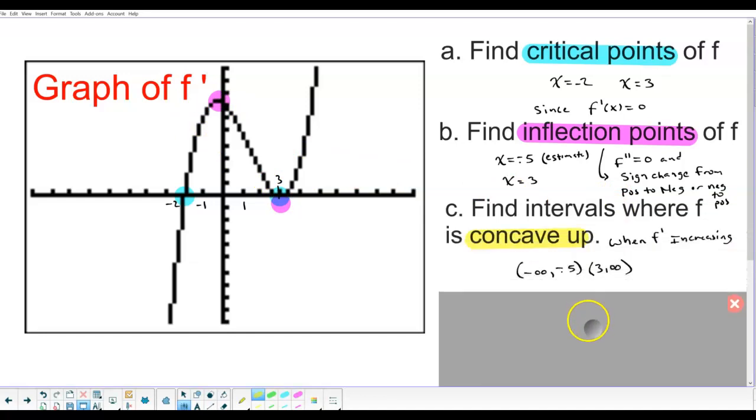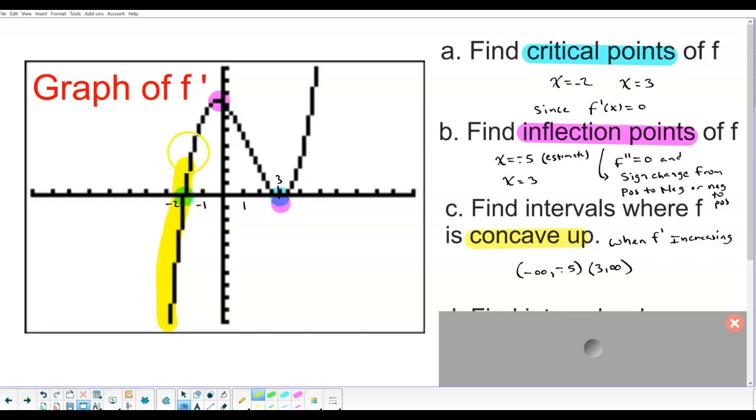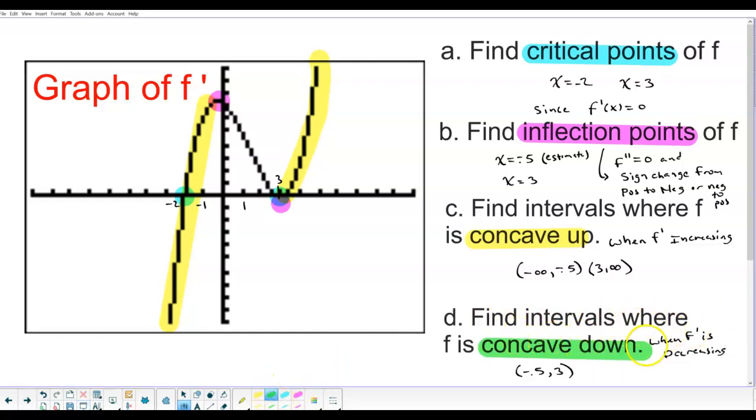Right. Find the intervals where we are concave up. Concave up is whenever f prime is increasing, so this is the graph of f prime. We are increasing from -infinity all the way to -0.5. And we're increasing from 3 to positive infinity. And then where are we concave down? When f prime is decreasing. So we're decreasing in between the 2 points of inflection from -0.5 to 3.